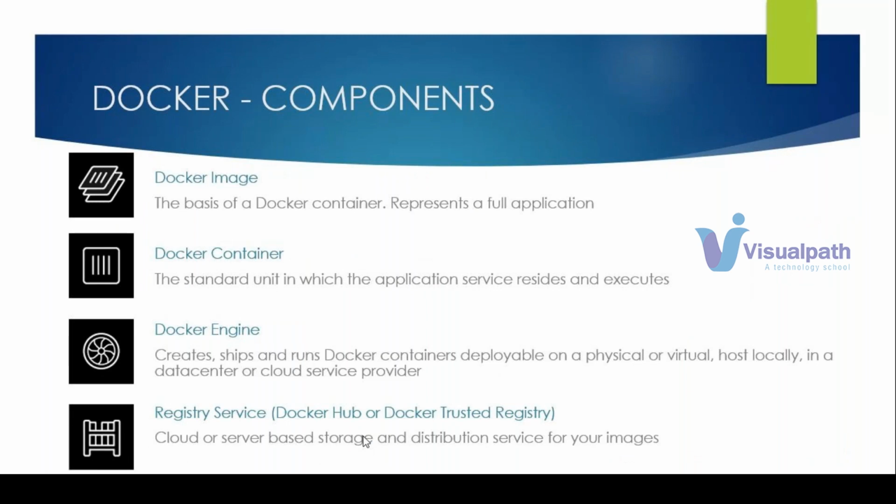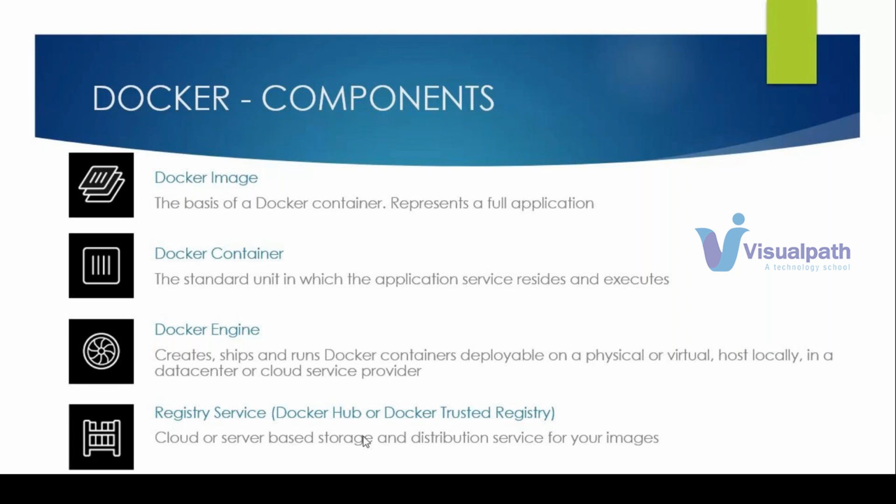These are the main components of Docker. The Docker image is the basis of the Docker container. It represents the full application. The Docker container, we can say, is the executable. The Docker engine provides a base for Docker containers.